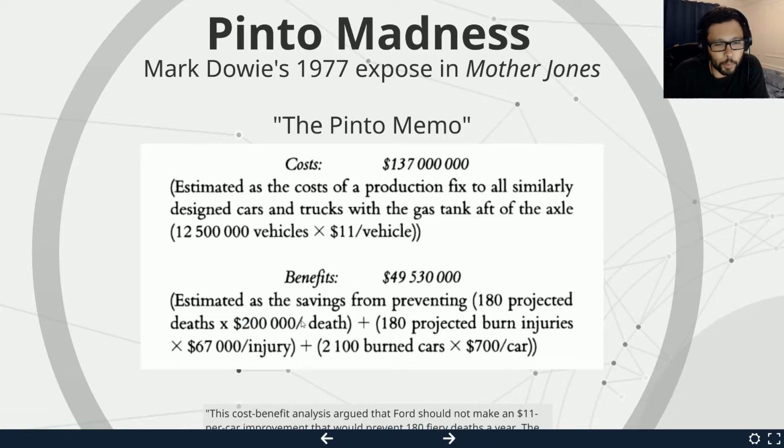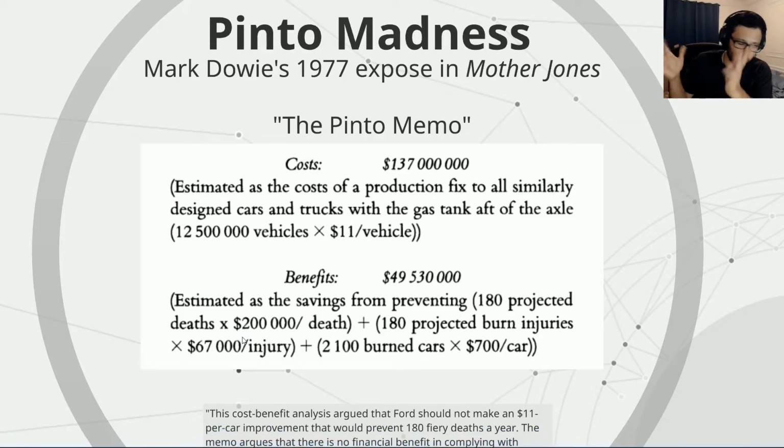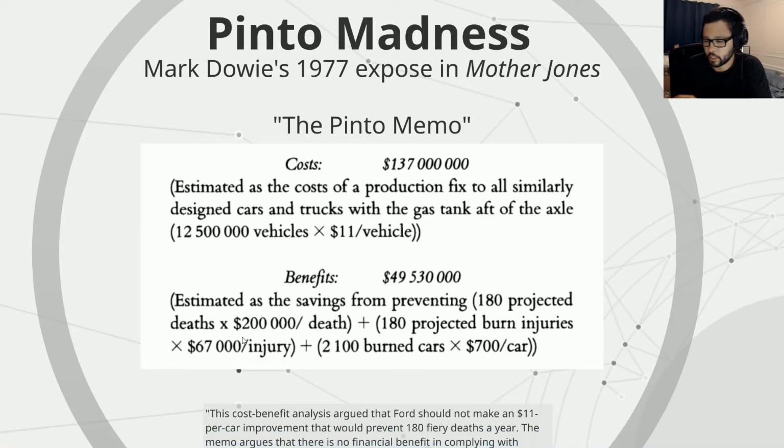I will say there's some complications here. Ford doesn't put this cost on human life themselves. These are numbers taken from government actuarial tables. So the federal government builds these actuarial tables in order to estimate life insurance policies and so on. And their cost was $200,000 per death. And so Ford was saying $200,000 per death times 180 projected deaths in order to get its figure.